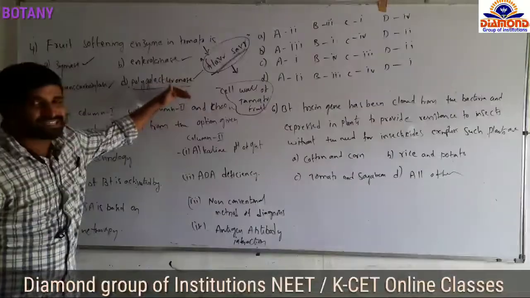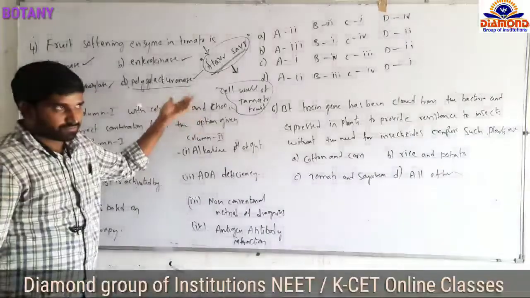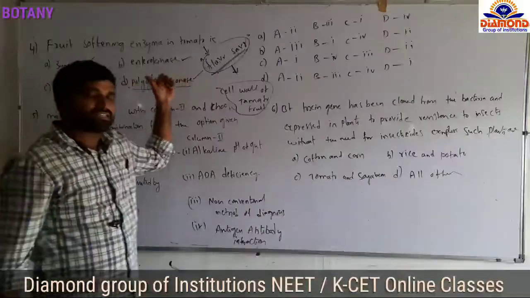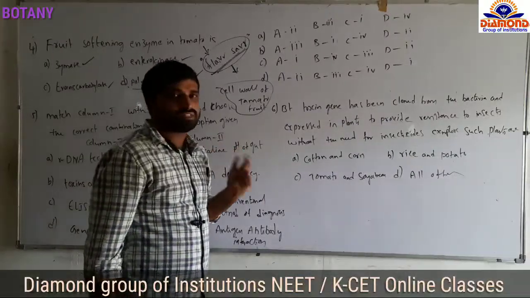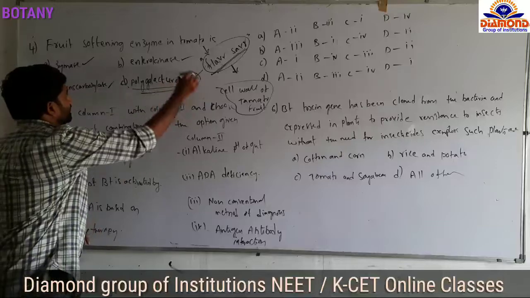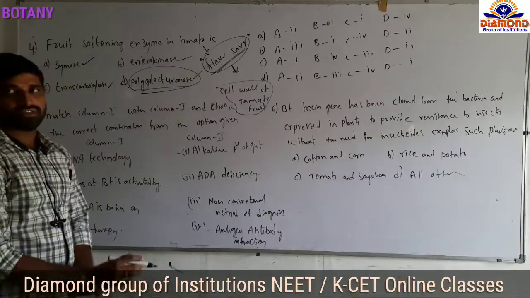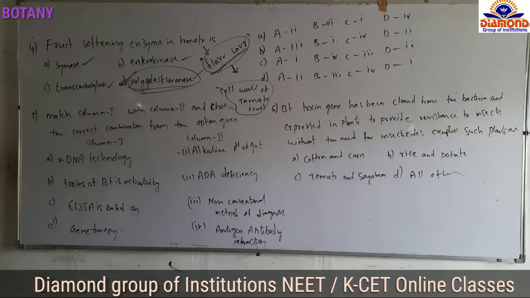If the polygalacturonase enzyme is activated, the tomato fruit will ripen fast. If the polygalacturonase enzyme is prevented, the tomato fruit ripening will be delayed. To delay the ripening of the tomato fruit, we prevent the activity of the polygalacturonase enzyme. So the answer is D. And question number 5.